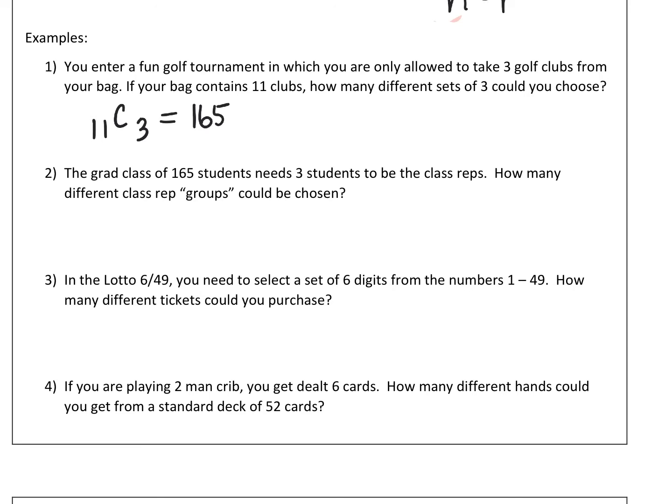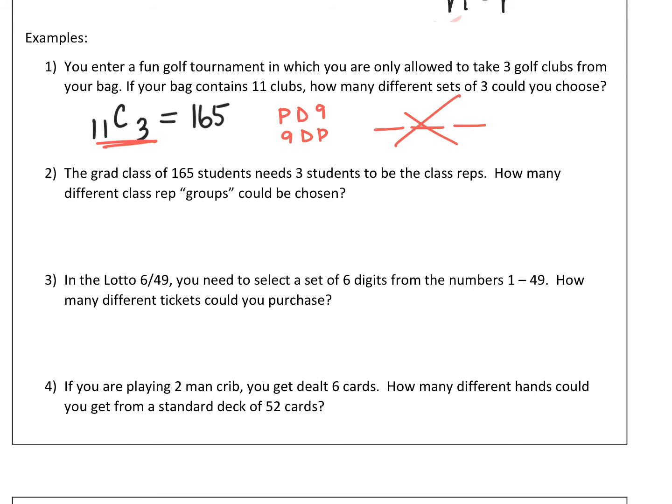So just to point out, we can't use the spaces here because the spaces are specific for a permutation where order matters, okay? It doesn't matter what order I grab them in. I could reach in and grab 3 at a time. Like if I grab my putter, driver, and my 9-iron, it doesn't matter if I grab them in a different order, I still end up with the same 3 clubs in the end. Okay, so you must use your combination notation.